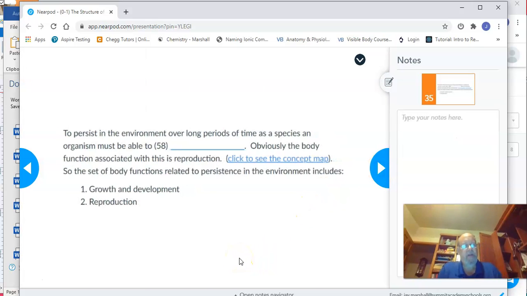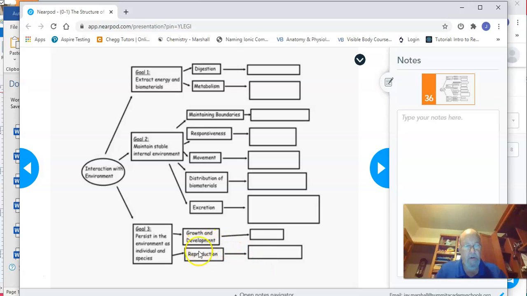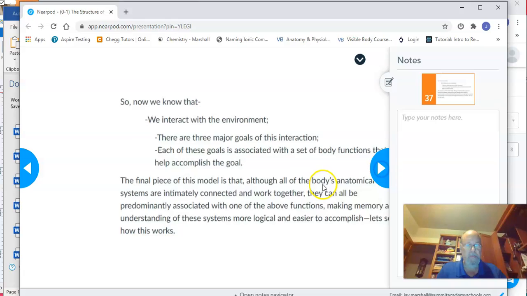And then to persist in the environment over long periods of time as a species, an organism must be able to reproduce. So reproduction is the function that's associated with that. Okay? So if I click on my map, I see growth and development and reproduction. So put those in place.